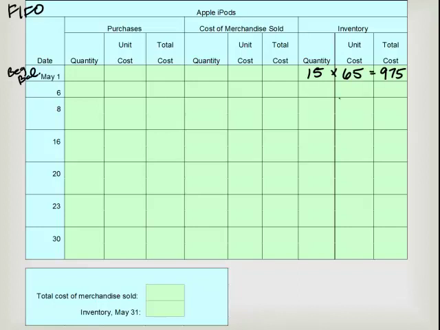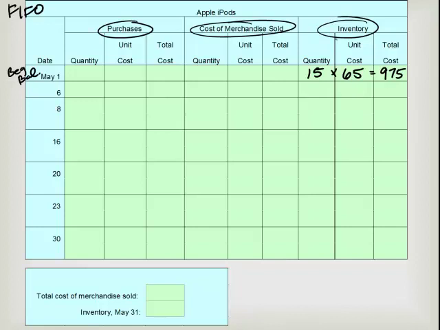This spreadsheet has got 3 sections. We've got purchases, cost of goods sold, and inventory. If we make a purchase, we put it in purchases. If we make a sale, we put it in cost of goods sold. And we're going to keep up with inventory every time. So that's going to be our running total of inventory.